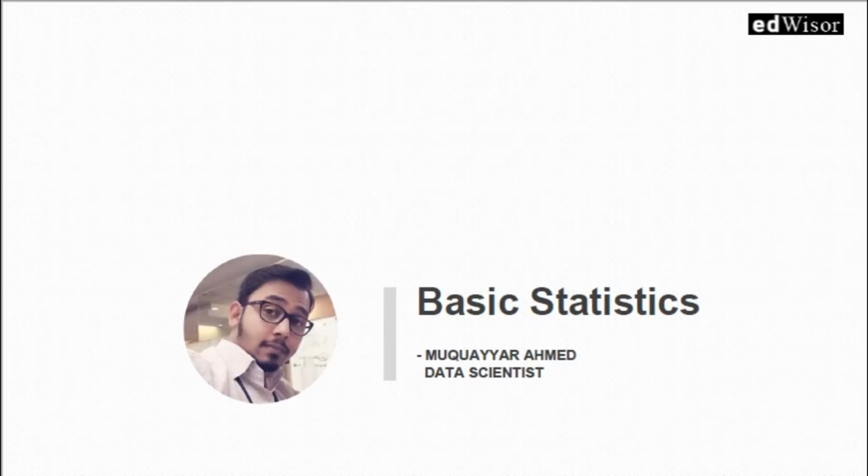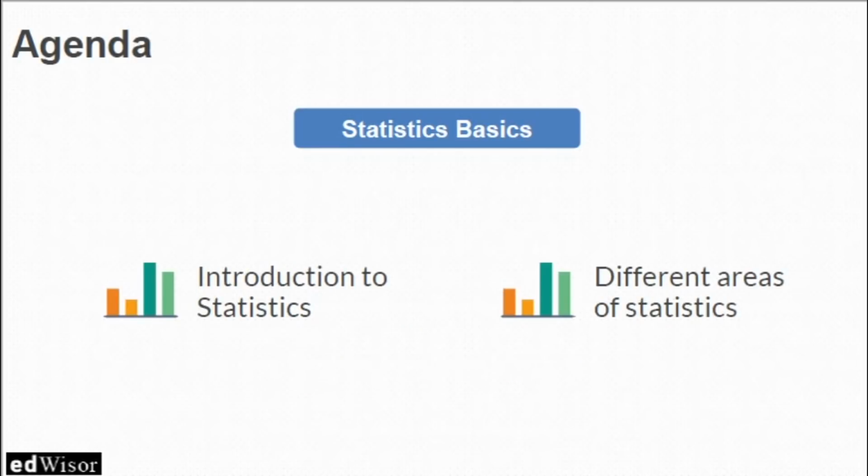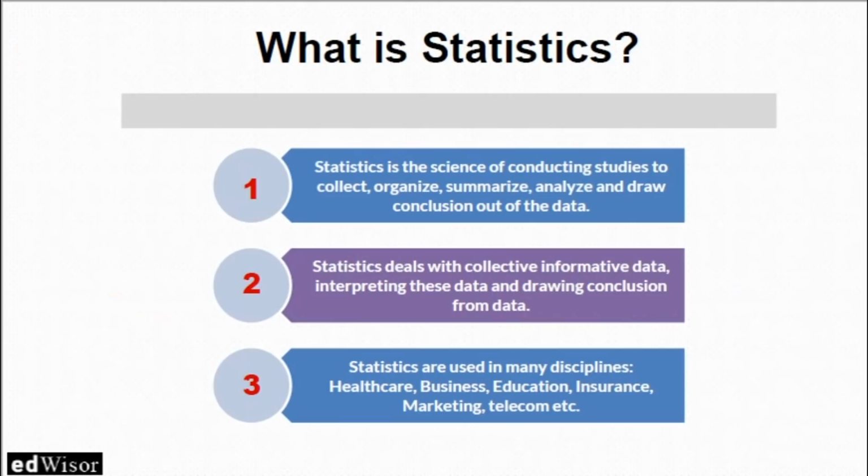So in today's session we will talk about basic statistics and different areas of statistics. Let us start with the definition of statistics, and then we will understand how statistics is helpful in our day-to-day life. Statistics is the science of conducting studies to collect, organize, summarize, analyze and draw conclusions out of the data. To make any fact-based decision, we need data, and statistics helps us to collect the data, analyze it and reveal the trends in it.